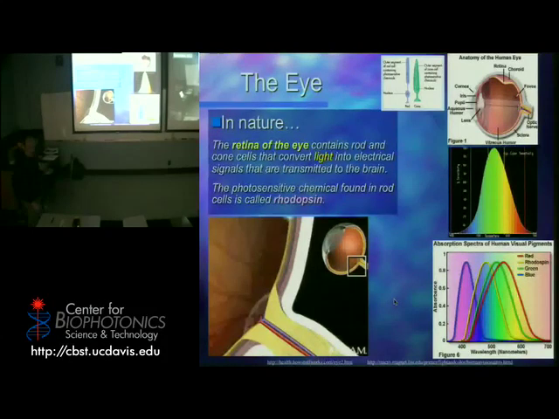Okay, so did you guys see that? So the light comes in through the cornea and the lens, hits the retina, goes through several layers of cells, activates or hits rods and cones, which have molecules in them that will change shape when they interact with the photons, which will then trigger an electrical signal that goes into the brain, and which we then interpret as vision. Okay?